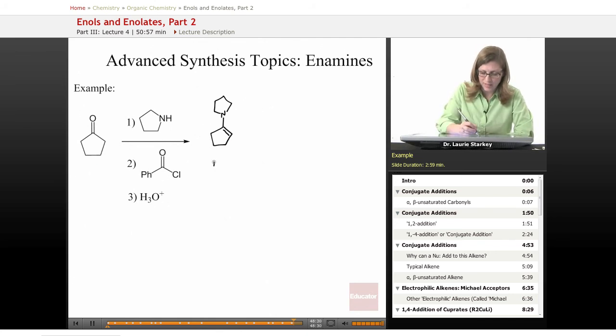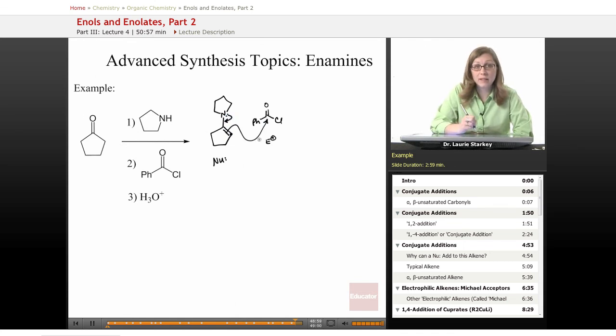This is an enamine, this is a nucleophile. And so hopefully we're looking for some kind of electrophile now. Our electrophile in our second step is benzoyl chloride. So how can we bring those two together? Well, here's our alpha carbon. So we can have our lone pair come down and our pi bond come out.